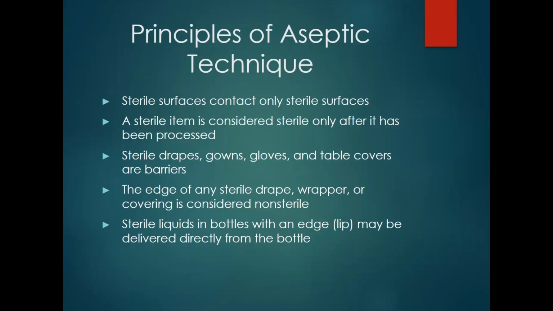Regarding sterile liquids and bottles, the bottles with an edge or a lip may be delivered directly from the bottle. So the bottle is actually not sterile, but the contents inside, let's say, for example, saline, your sodium chloride, is sterile. So that needs to be poured onto the back table for the surgical technologist to use for irrigation. They can pour it into the basin, onto the sterile field, but the liquid must be completely poured into the basin. So there shouldn't be any leftovers.